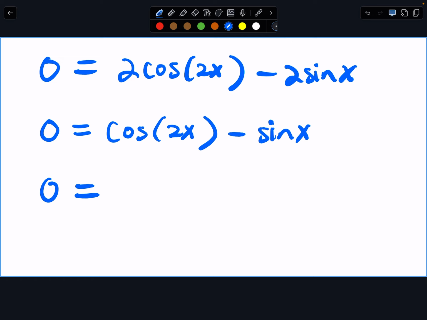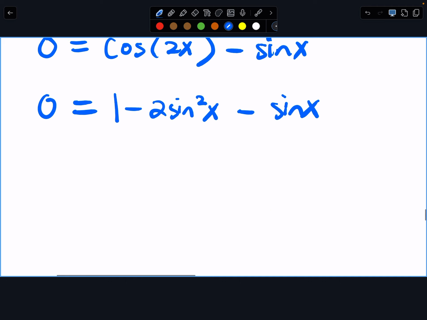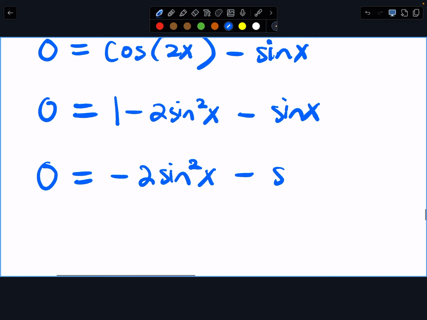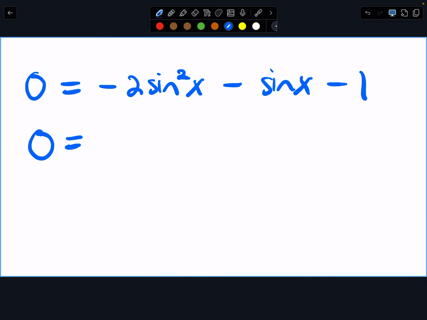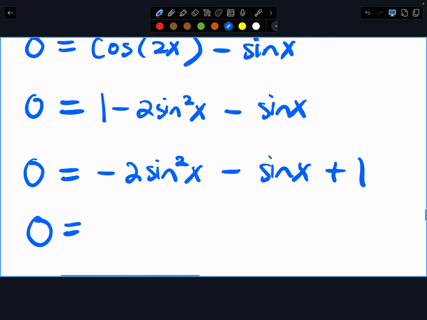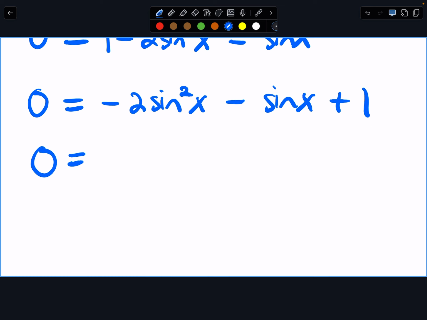Okay, so this will end up turning into 1, right? This will be 1 minus 2 sine squared minus sine. Hey, we have a quadratic-like trig equation. Oh, isn't it plus 1? Oh wait, no. You're right. But I'm going to factor out the negative, and we can divide out the negative, right? So it's 2 sine squared plus sine minus 1.